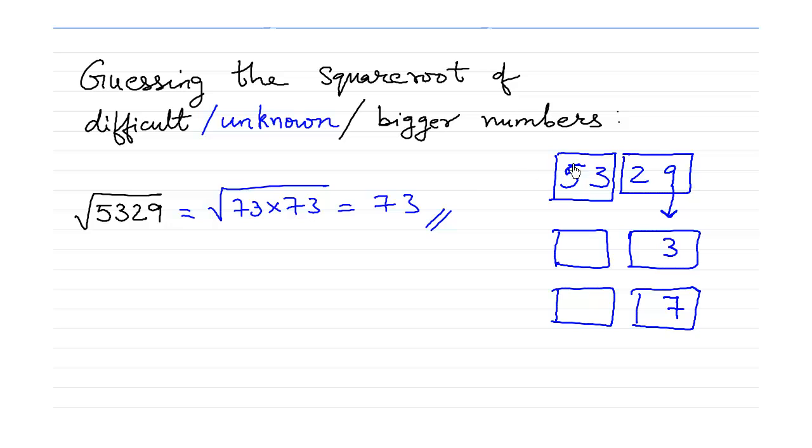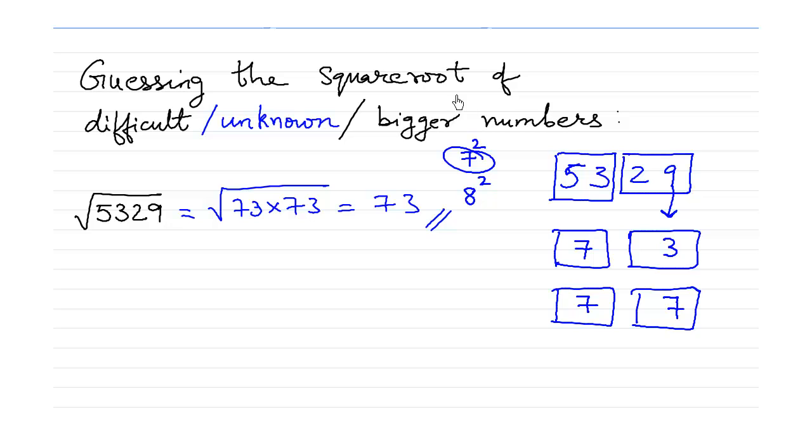Now 53. We know that 53 lies between 7 sevens are 49 and 8 eights are 64. So 53 lies between the squares of 7 and 8. And the smaller number out of that is 7. So either our answer is 73 or the answer is 77. But still, how to confirm whether it is 73 or 77?